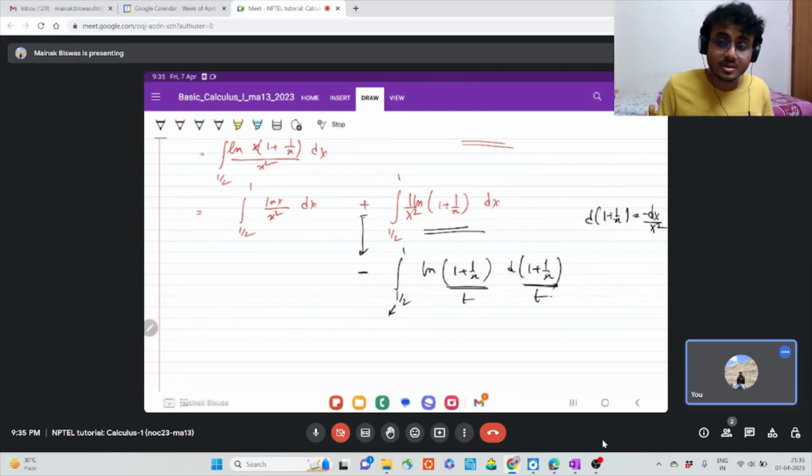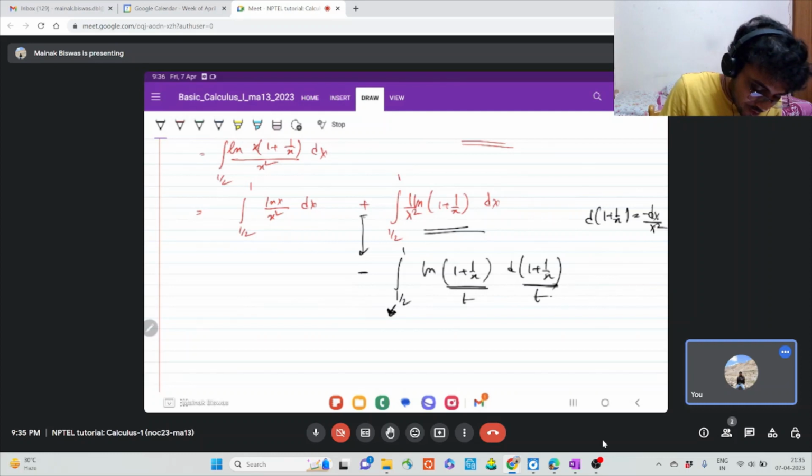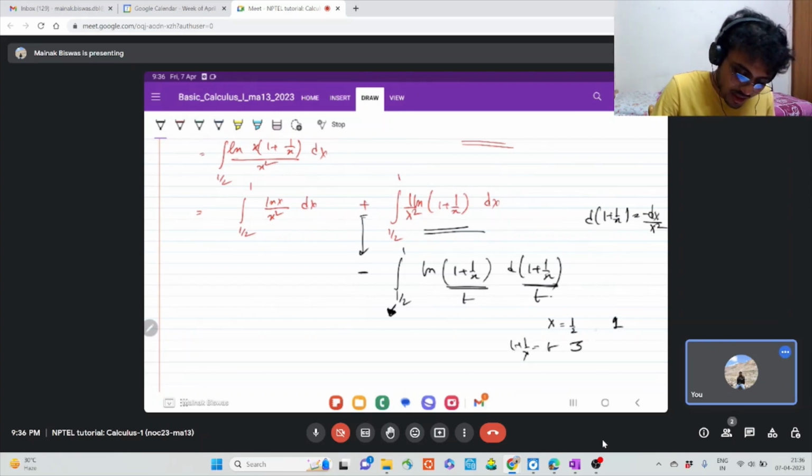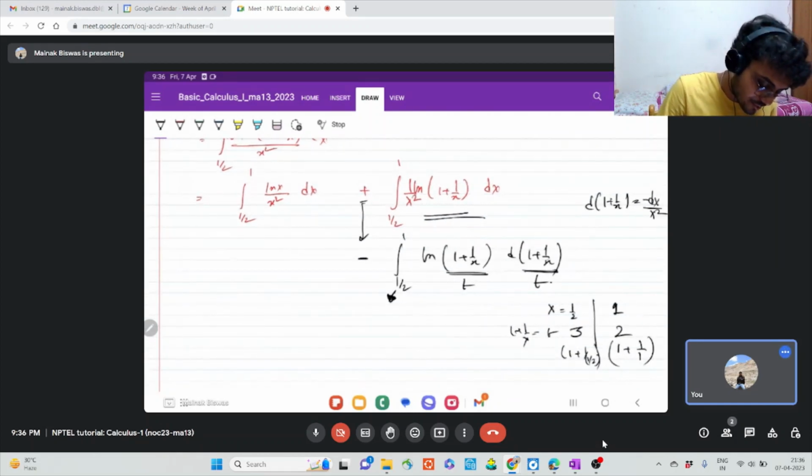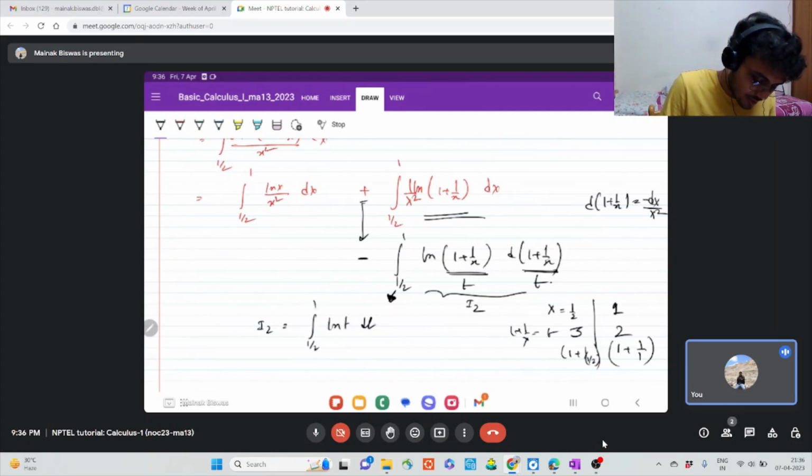So the limits become: when x is equal to half, t is 1 plus 1 by x, that is 3, and when x is equal to 1, t is 1 plus 1 by 1, which is 2. Okay, so this integral I2 can be written as the integral from 3 to 2 of log t dt, sorry, pardon me for that.